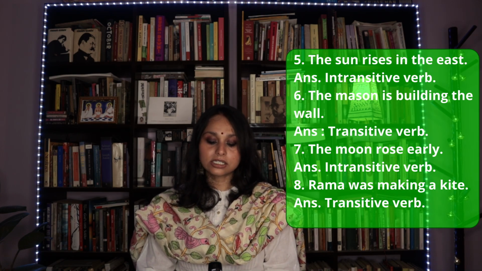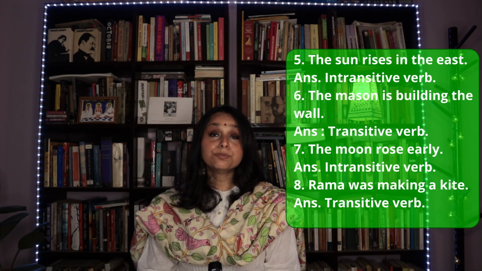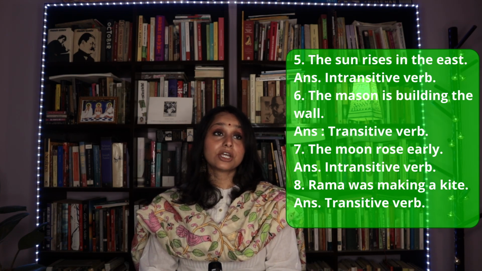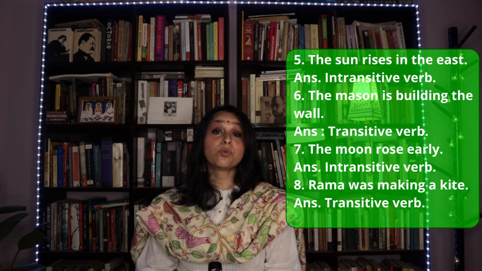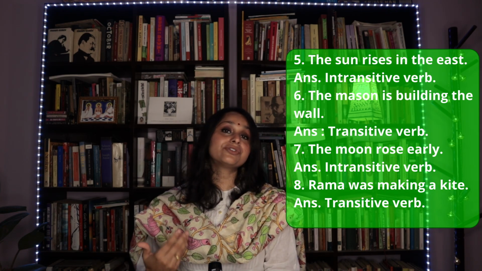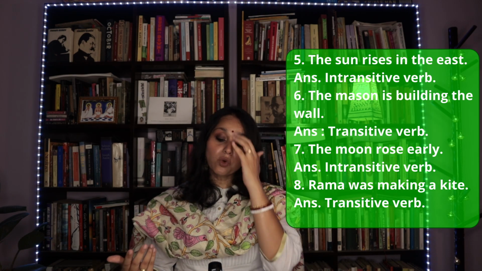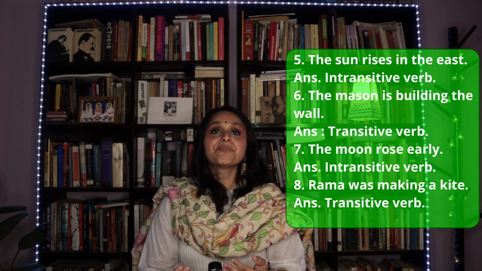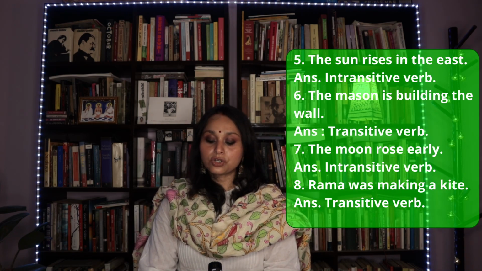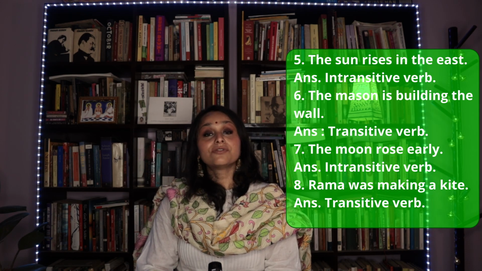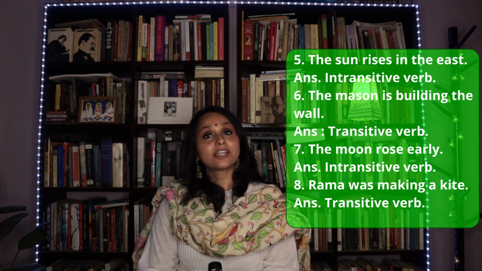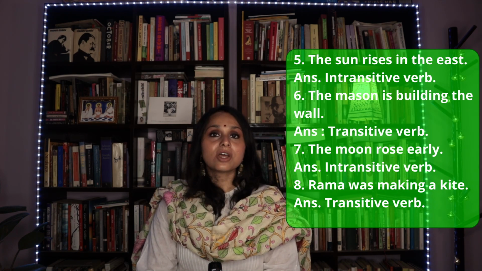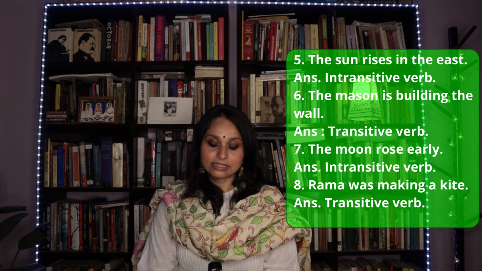Now let us look at sentence number 7. The moon rose early. Here if you ask the question to the verb rose, rose what? The moon rose what? You do not receive a sensible answer. Rose whom? Then also you do not receive a sensible answer. So we come to this conclusion that the verb rose does not have an object in the sentence. So again, rose is an intransitive verb in this particular sentence.